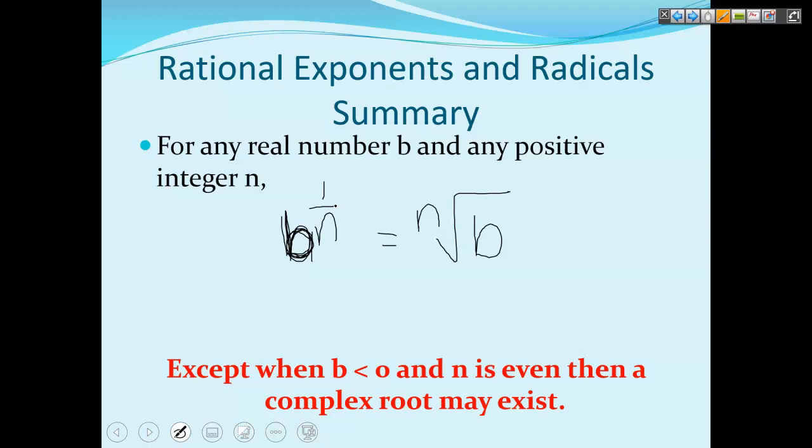As long as b is not a 0. You cannot take 0 to a rational power. We can, however, take the square root of 0, or the cube root of 0. It will always be 0.